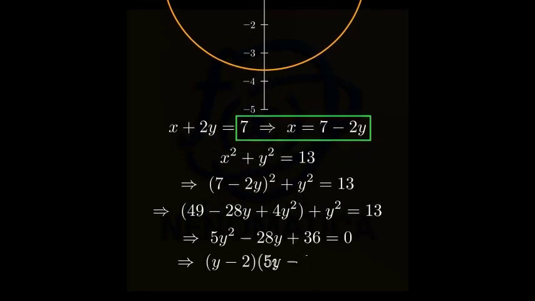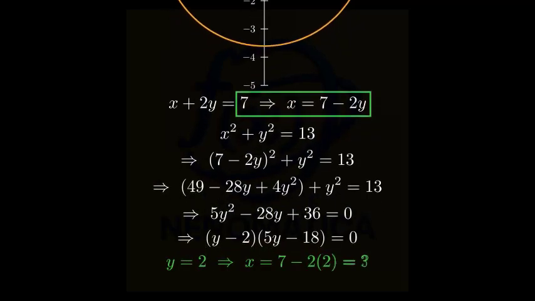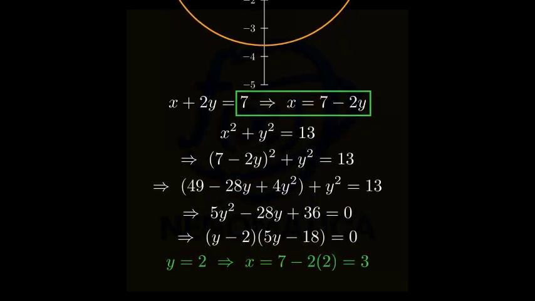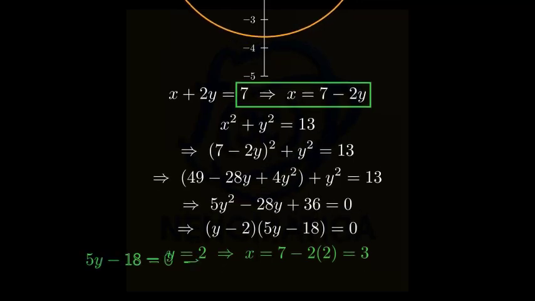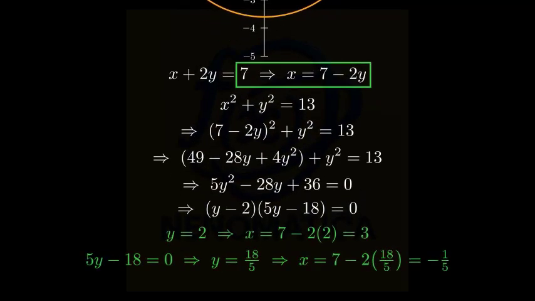If y equals 2, then x equals 7 minus 2 times 2, which is 3. If 5y minus 18 equals 0, then y equals 18 over 5, and x equals 7 minus 2 times 18 over 5, which simplifies to -1/5.